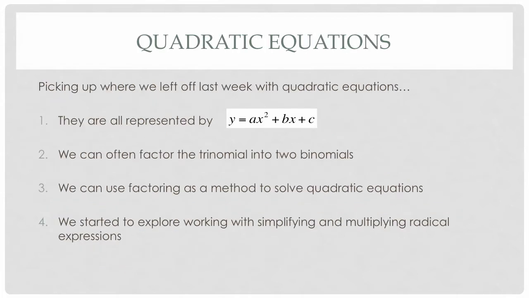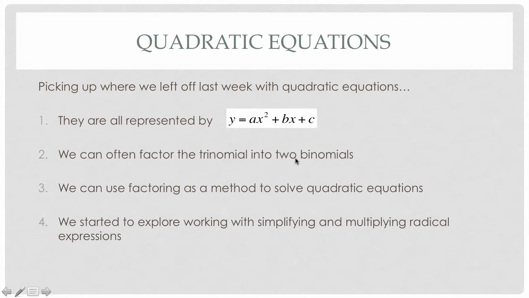Okay, so let's review what we did last week. We started this whole section learning about quadratic equations, and we learned that all quadratic equations can be represented by y equals ax squared plus bx plus c. Three terms: we need to have one of them be an x squared term, or at least a variable squared, but we could have a term to the first power and a constant term as well. Being able to know what a, b, and c are is really helpful, as they are the coefficients of each term.